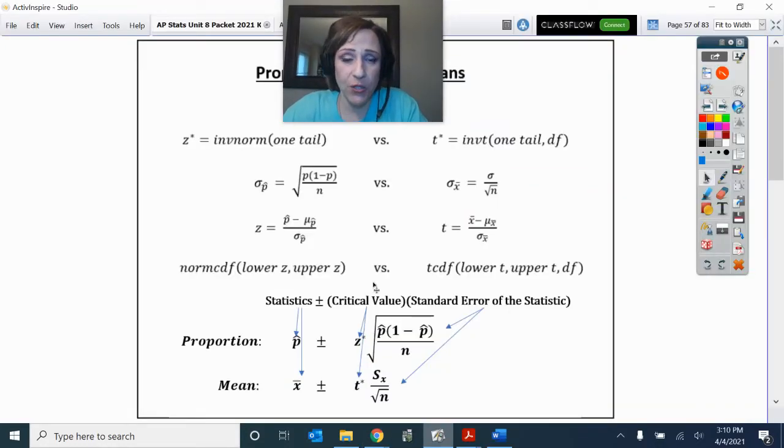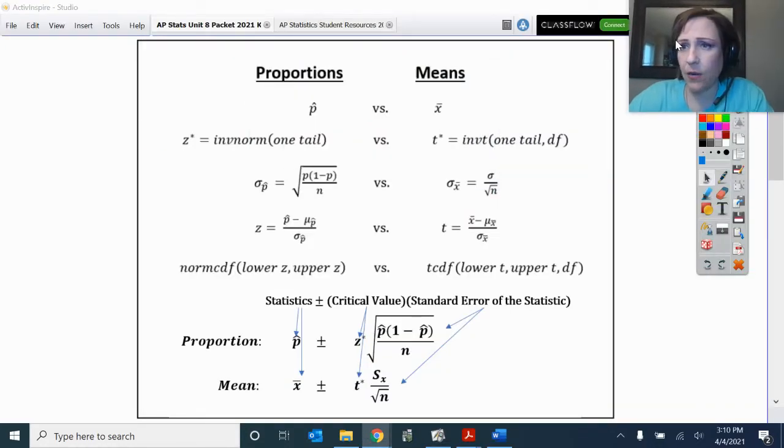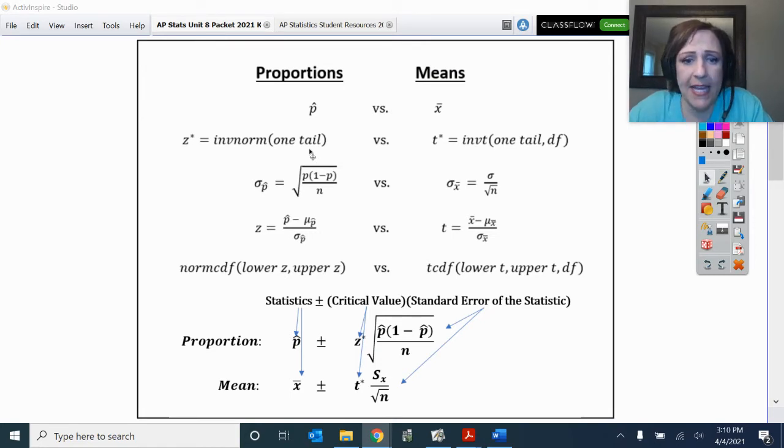All right, before we start this review, the main thing that I want to point out to you is that it is really important that you can tell the difference between problems that are proportions and problems that are means. Problems that are proportions will use different formulas and different test statistics and use inverse norm and norm CDF. So let's take a look at this review here to differentiate between proportions and means.